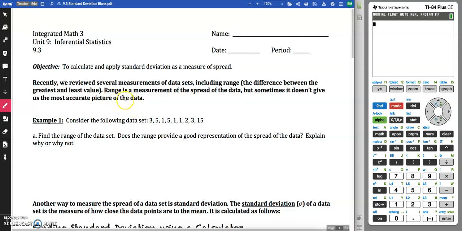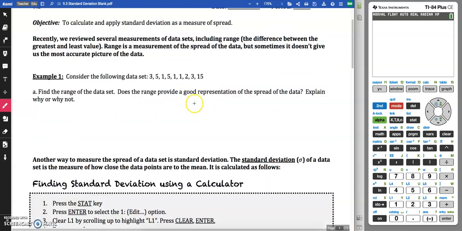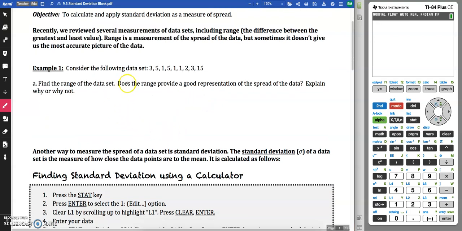So let's look at this paragraph at the top here. It says, recently we reviewed several measurements of data sets, including range, which is the difference between the greatest and least value. Range is a measurement of the spread of the data, but sometimes it doesn't give us the most accurate picture. So let's try that with this first example. It says find the range of the data set. Here's our data. And then we're wondering if that provides a good representation of the spread of the data.